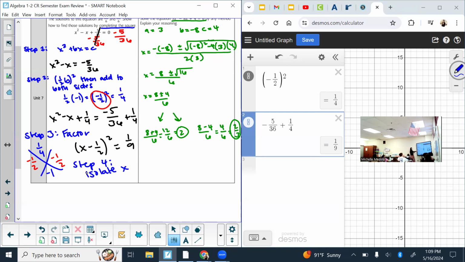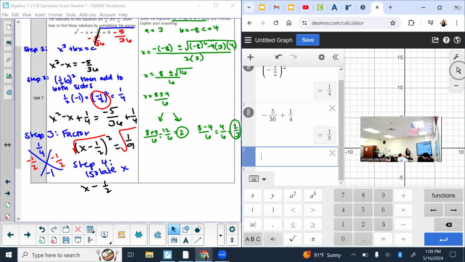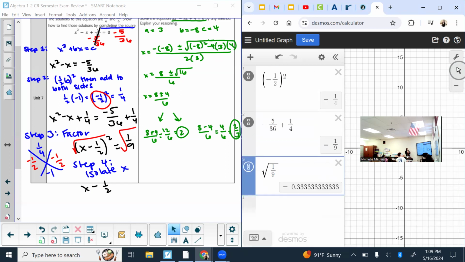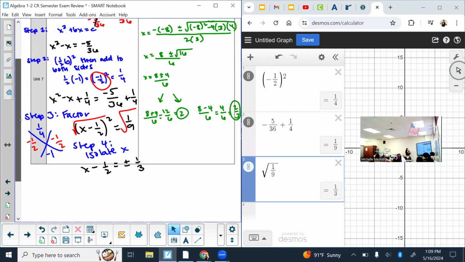What's the opposite of squaring something? Whatever you do on one side, you do on the other side of the equal sign. So that becomes x minus 1/2. I can use my calculator to square root the 1/9 if I don't feel like doing it. It's not that hard, but I'll just use the calculator to show you it works. It's equal to plus or minus 1/3. Which then when I add 1/2 to both sides and then add it to the plus or minus 1/3, that's how I get my solution.